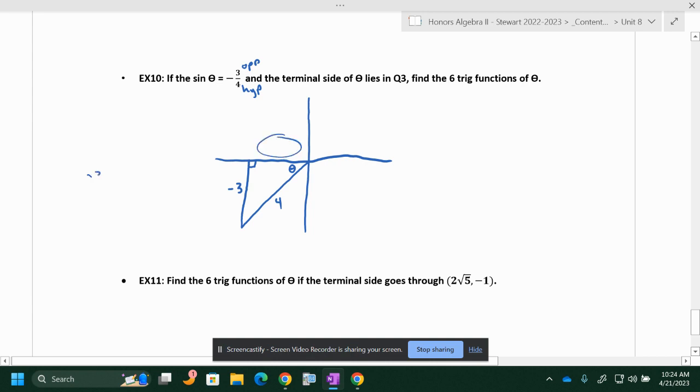So negative 3 squared plus x squared equals 4 squared. So 9 plus x squared equals 16. X squared is equal to 7. So x is equal to the square root of 7. And it will be a negative square root of 7 because I'm going into Q3. X and y are both negative in Q3.